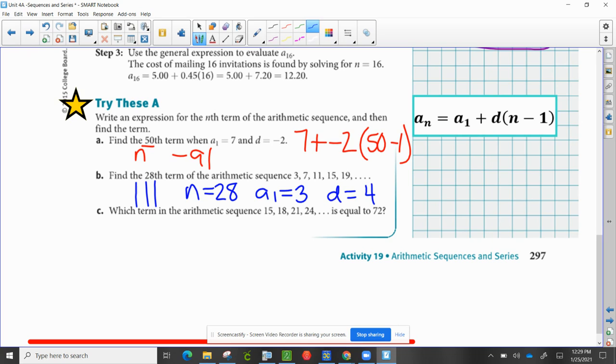Okay, so we're going to end it there. So as long as you can use that formula, you should be good for this lesson. Okay, so again, if something is an arithmetic sequence, if you're adding by the same number every time.